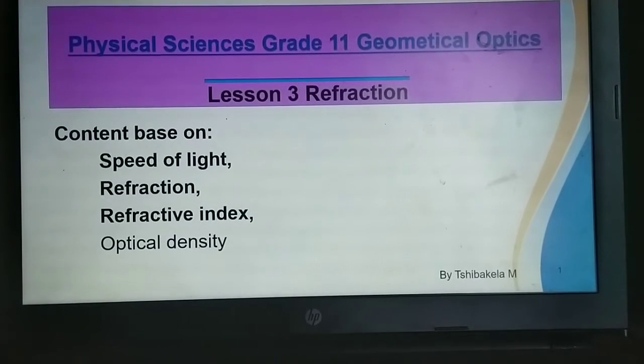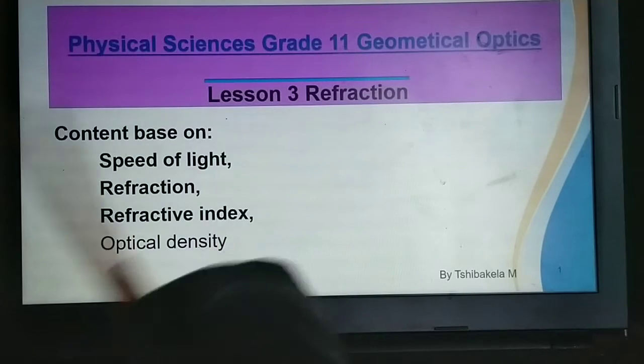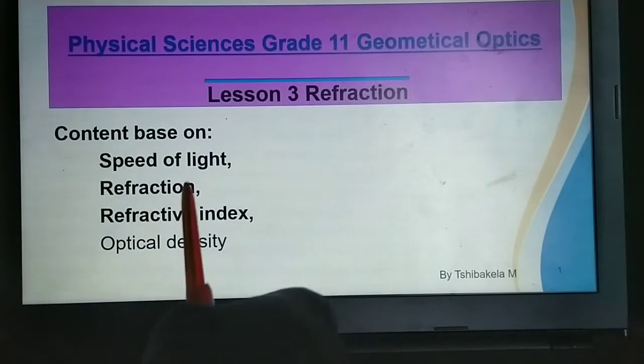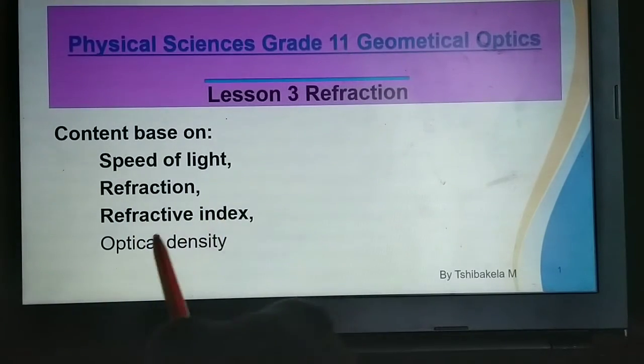Welcome to grade 11 physical science geometrical optics lesson number 3, the refraction. So today we're going to be focusing on refraction, at which firstly we'll be looking at the speed of the light, and then refraction, refractive index, and optical density. Now, what is a speed of light?